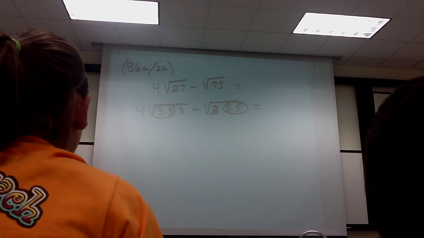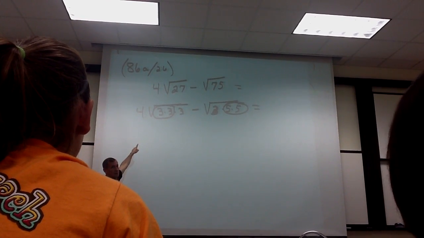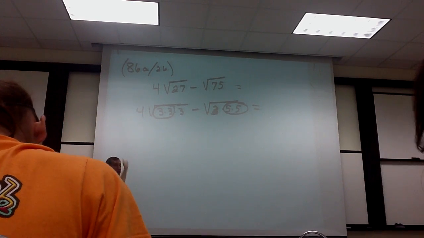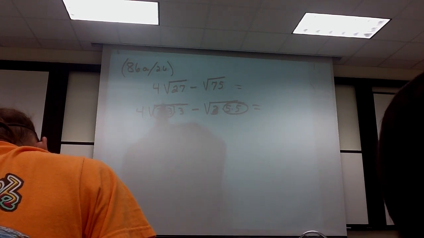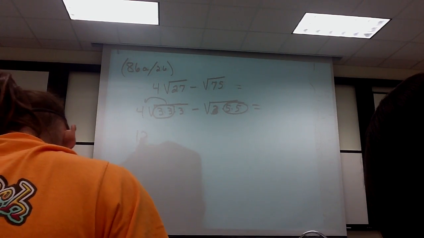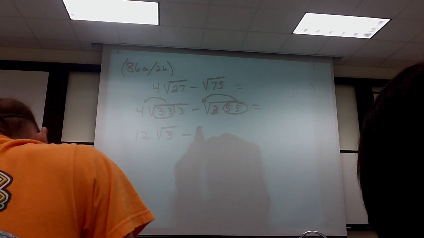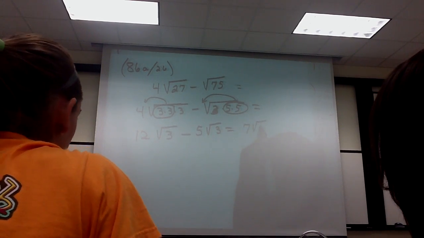Very important question, ladies and gentlemen. What's going to be the new coefficient here? 4 times. Is it 12? Absolutely. I'm going to multiply by that 3. So it's 4 times 3 are 12 square root of 3's minus 5 square roots of 3. What do I get? 7 square roots of 3. And I'm finished.